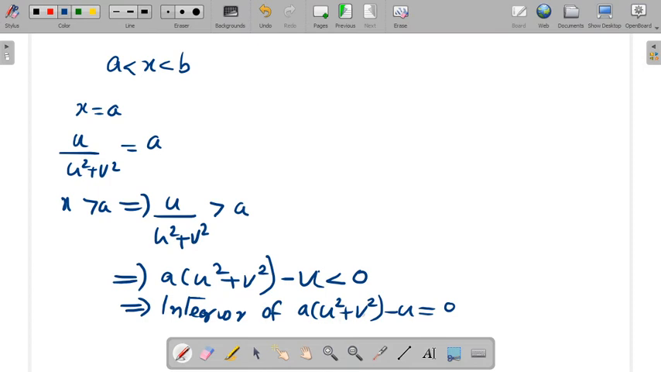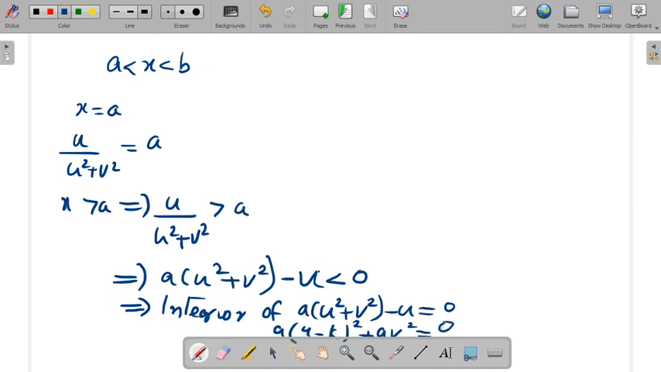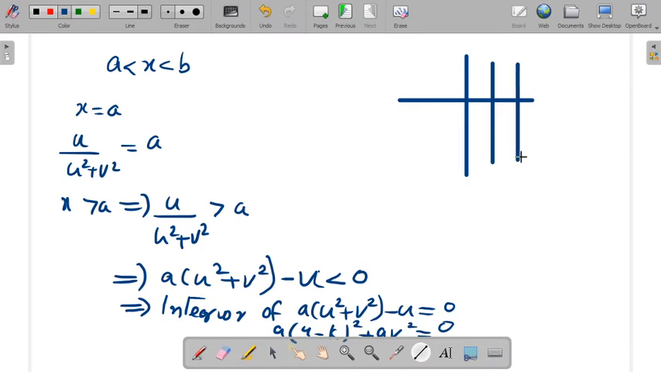So again, this is a circle with center... You can write this as a(u − k)² + av² = 0. So this is a circle with center on the horizontal axis that we have already seen as the first case. The line x = a will be mapped to a circle with center on the horizontal axis.